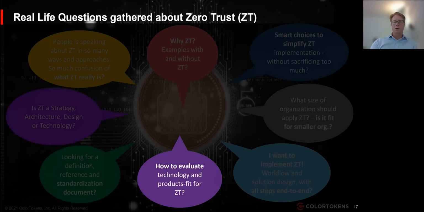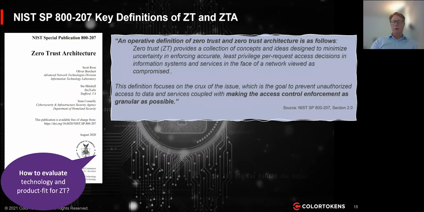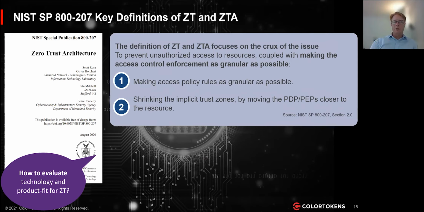To do that, we have very good help in the publication in section 2.0, because here it says very simply and not too wordy what the operative definition of zero trust and the zero trust architecture is, and that is defined right here. It also defines what is the crux of the issue here, and that is to prevent unauthorized access, but coupled with making access control enforcement as granular as possible. And let's look at the implications of that. The publication details this further into 2 key points that can help us a lot when evaluating technology.